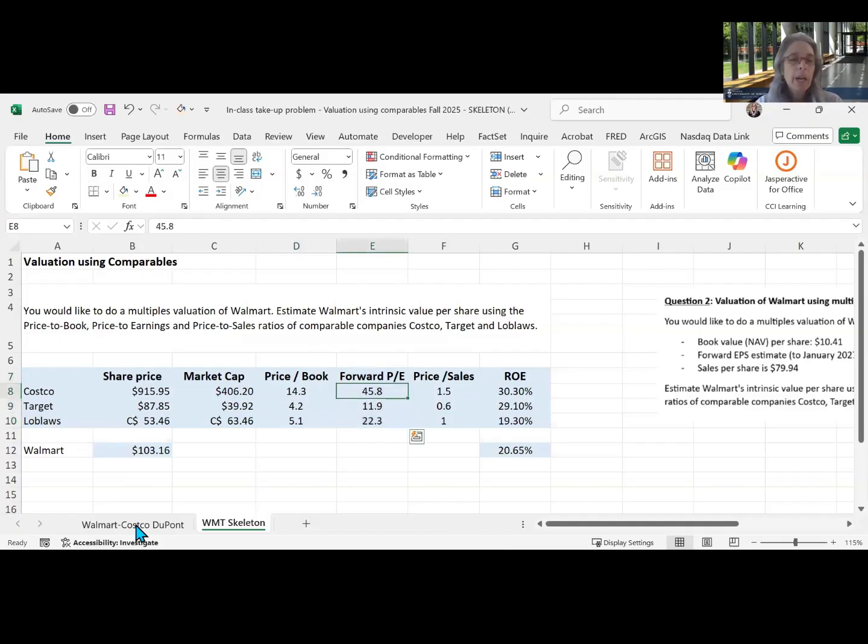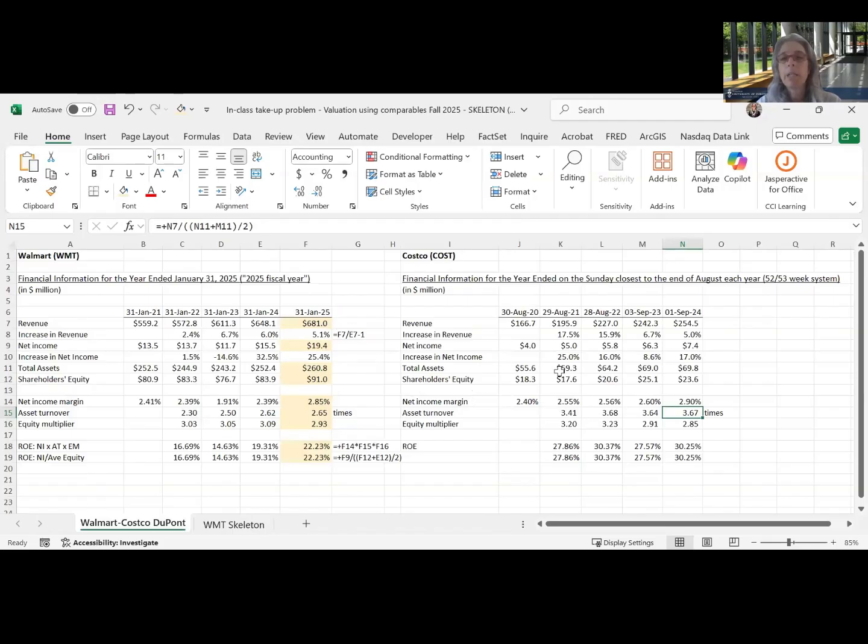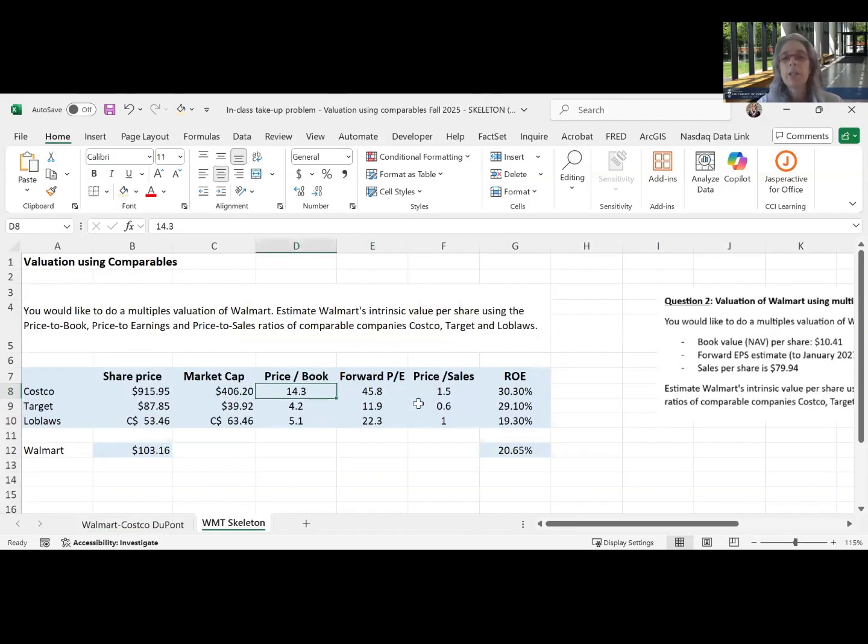So Costco, when I looked at it earlier, I said I thought it was a pretty strong company. They've got a very good asset turnover ratio, high return on equity, and that's reflected in its valuation. The price is the highest out of its peer group on a multiples value. So Walmart, I think, should be somewhere in the middle of this range. It's not going to be as high as Costco, but it's probably better than Target. We're going to use this to get a value per share for Walmart, and Walmart's currently trading at $103 a share.